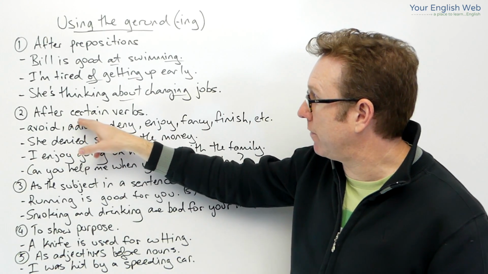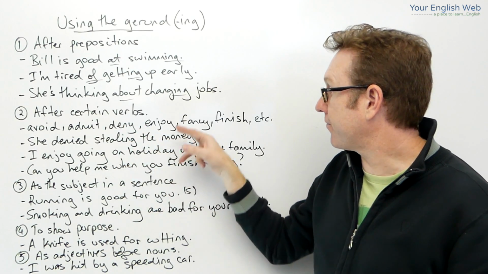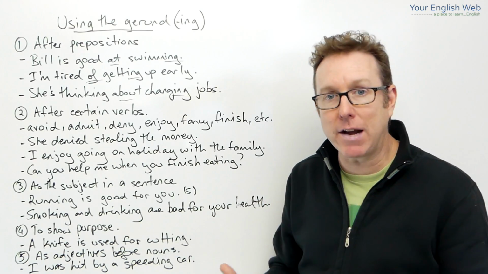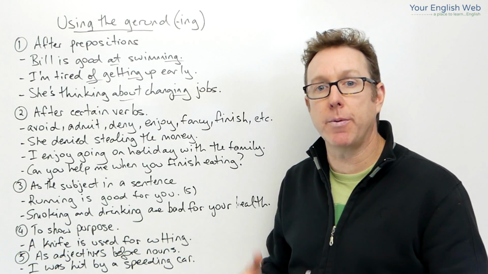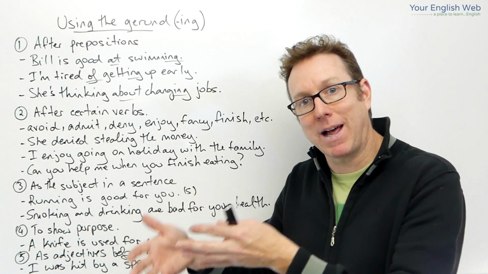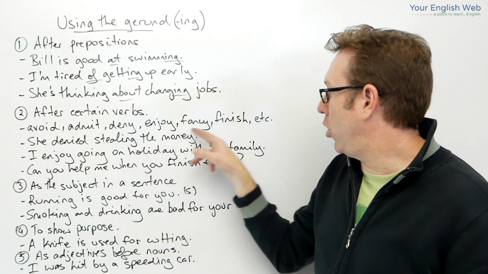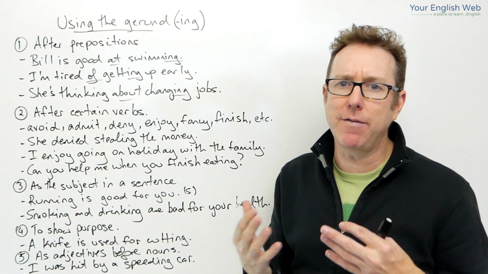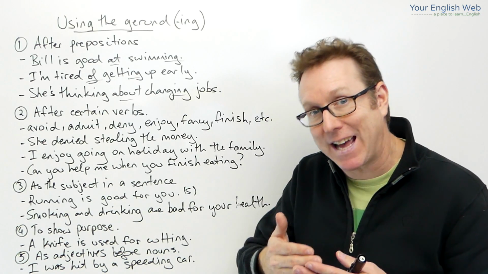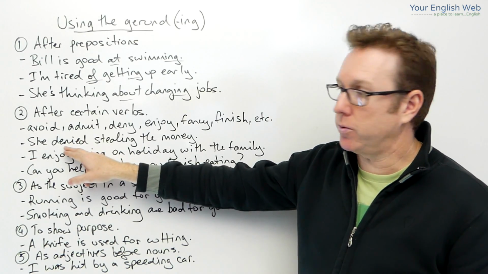But after certain verbs like avoid, admit, deny, enjoy, fancy, finish, etc., we have to use the pattern ing, okay? So verb plus ing or verb plus gerund. With these verbs, now there are more. I'm not sure how many verbs there are. There could be 25, there could be 30, there could be more verbs that take only the gerund after it. So let's have a look at the examples.